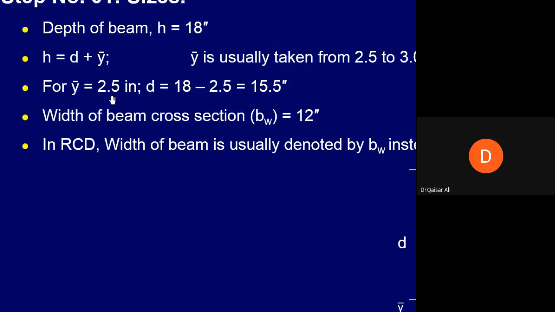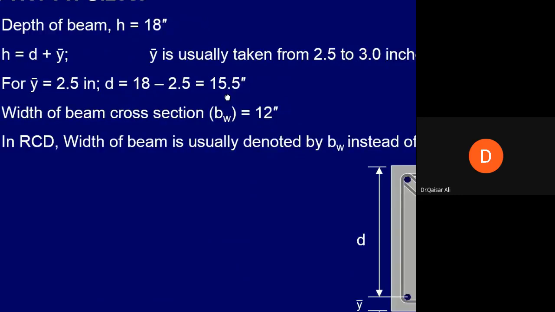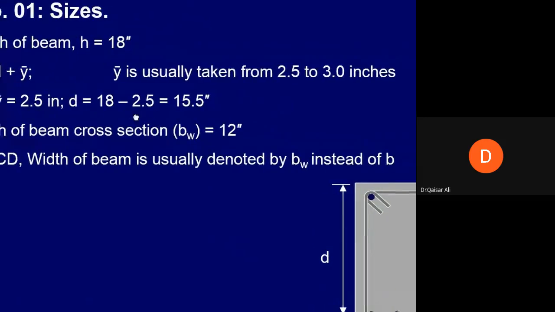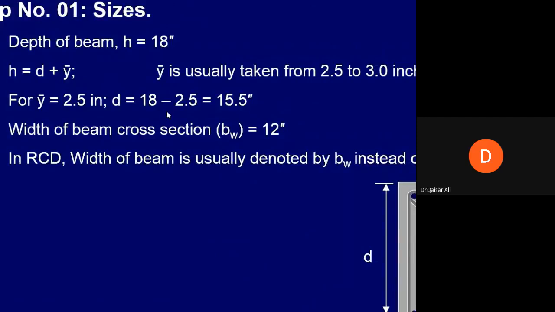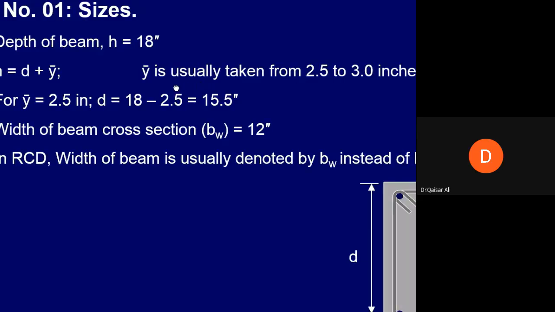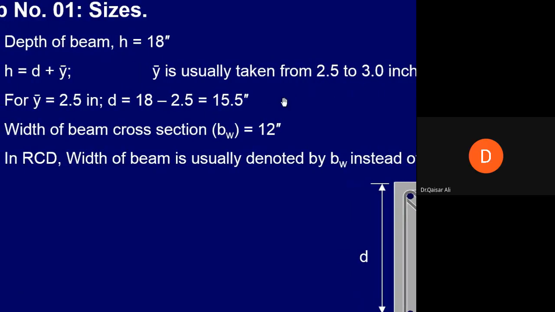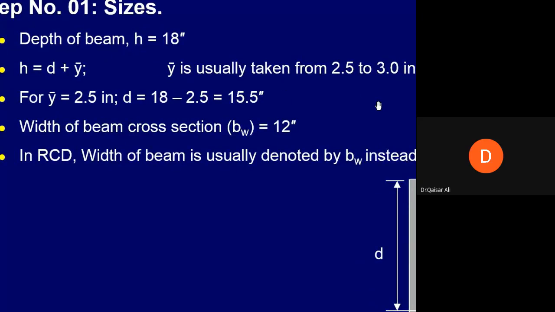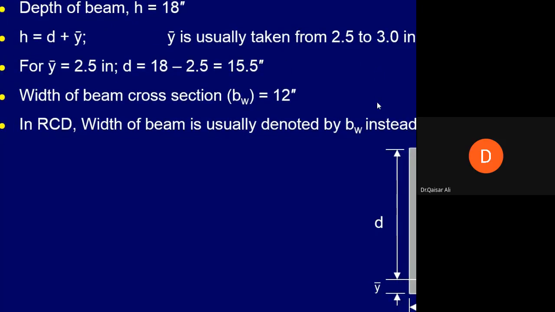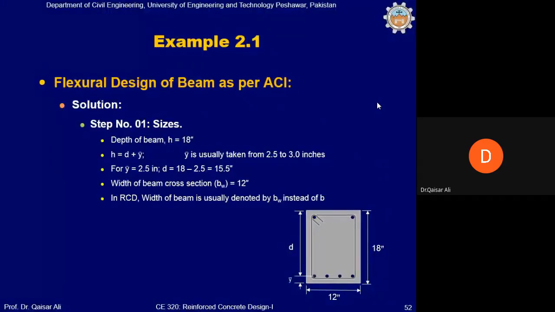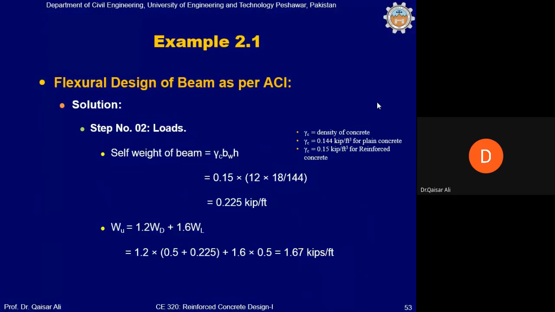And if you look at this assumption that we have made, we have taken y bar equal to 2.5 inch. And D is equal to 18 minus 2.5 is 15.5 inch. So this may not correspond to any specific size of the bar that we are assuming. We can just assume y bar of any length from 2.5 to 3 inches. Any distance from 2.5 to 3 inches. Okay. And then finally, we will see what is the effect of this change in D.